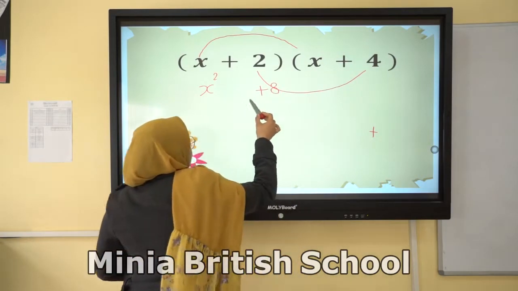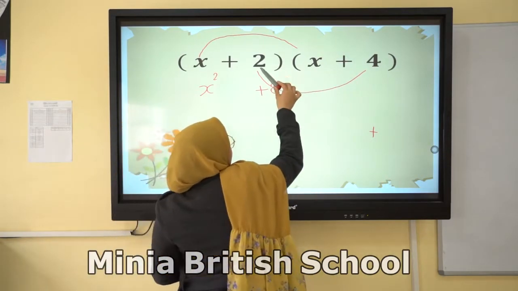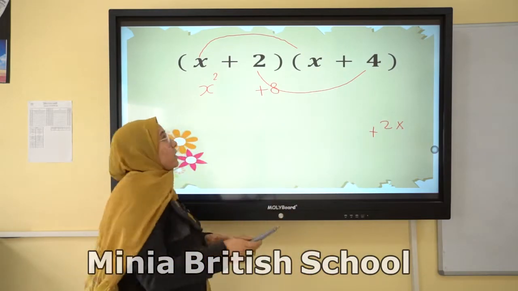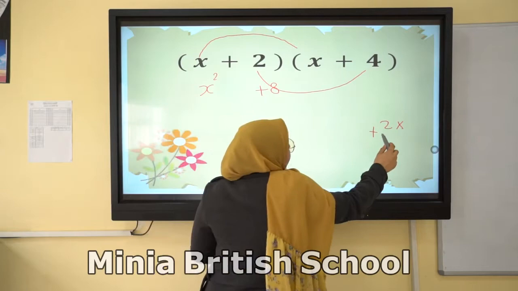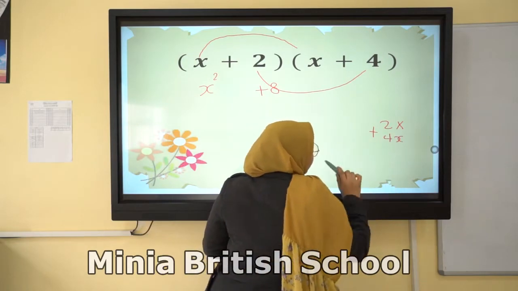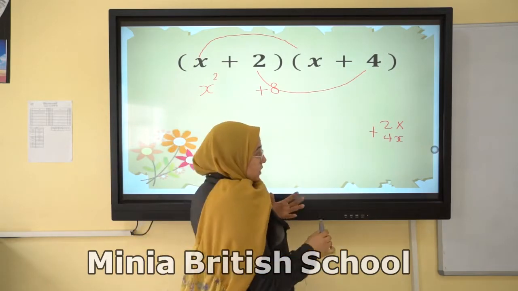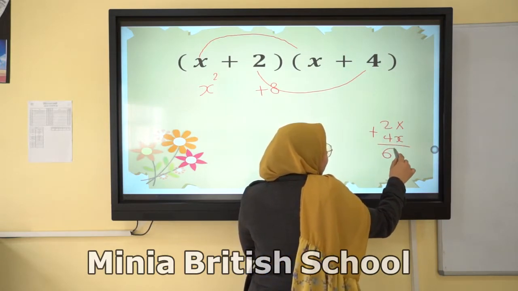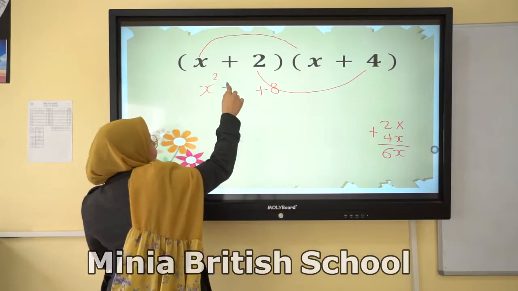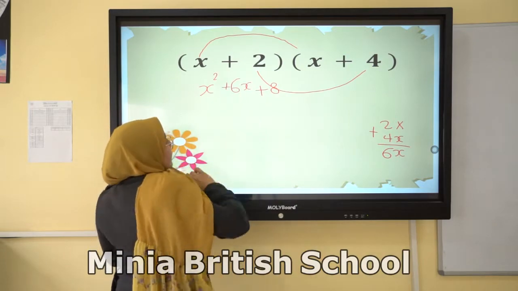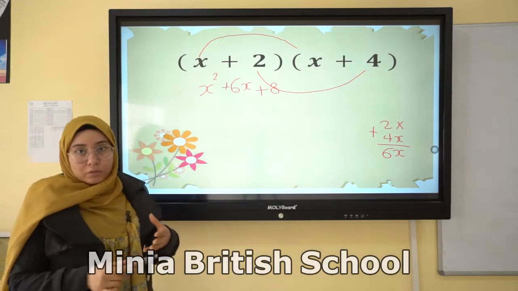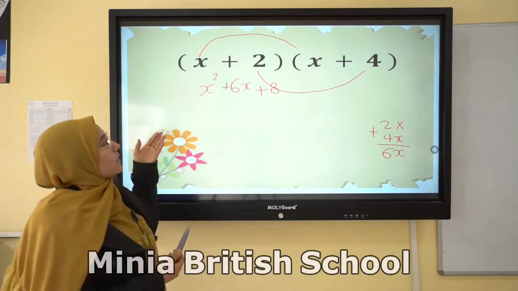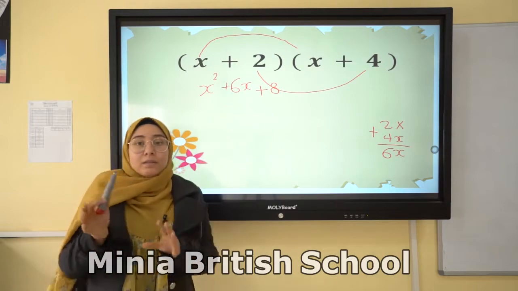of extremes. Product of means equals 2 times x, so equal to 2x. And product of extremes, x times 4 equals 4x. So the sum of the product of means and the product of extremes equals 6x. So x plus 2 times x plus 4 gets x power 2 plus 6x plus 8.